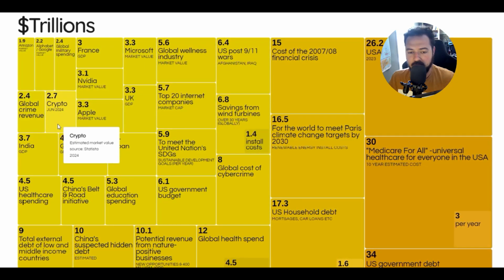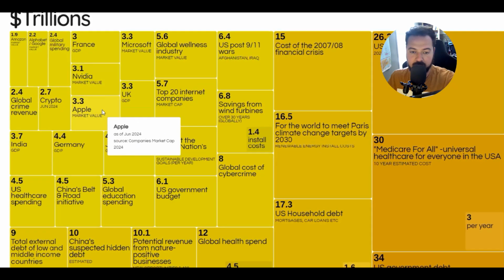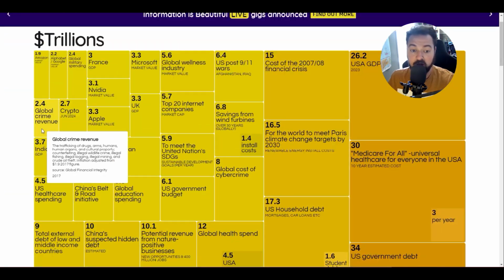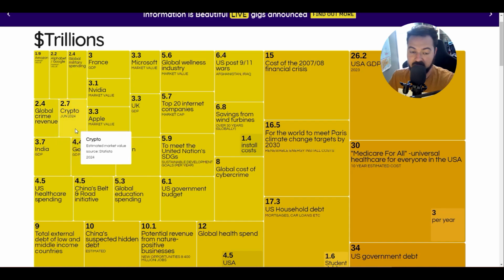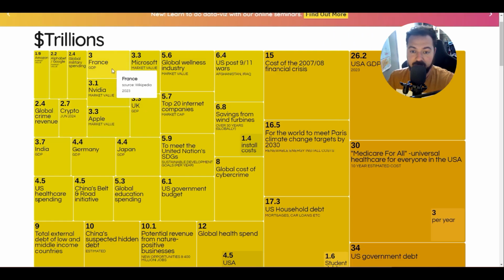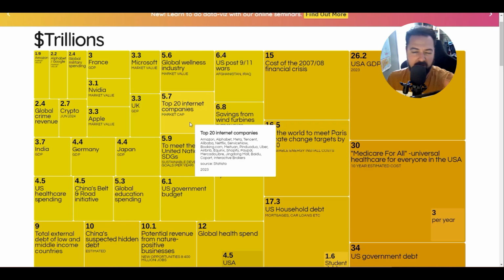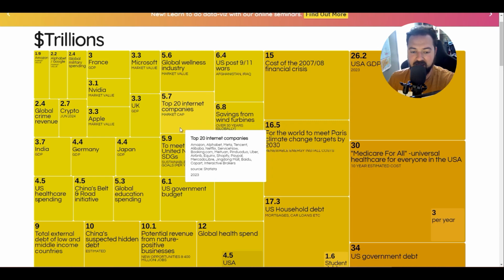So if you go through here and look at some of these other things, you have some companies like Nvidia and Apple. You have global crime. That's really interesting. You have crypto, the value of crypto total, which is bigger than all those things I just mentioned. You got the GDP of France, that's over here as well. The top 20 internet companies combined, right? So that includes all the companies that we just talked about, I think, except maybe Nvidia is probably not considered an internet company, but like Facebook, companies like that.